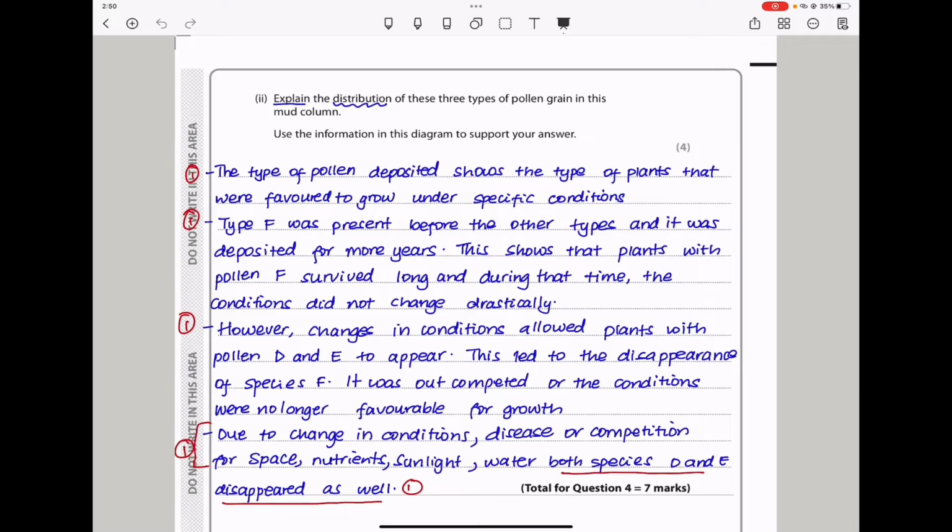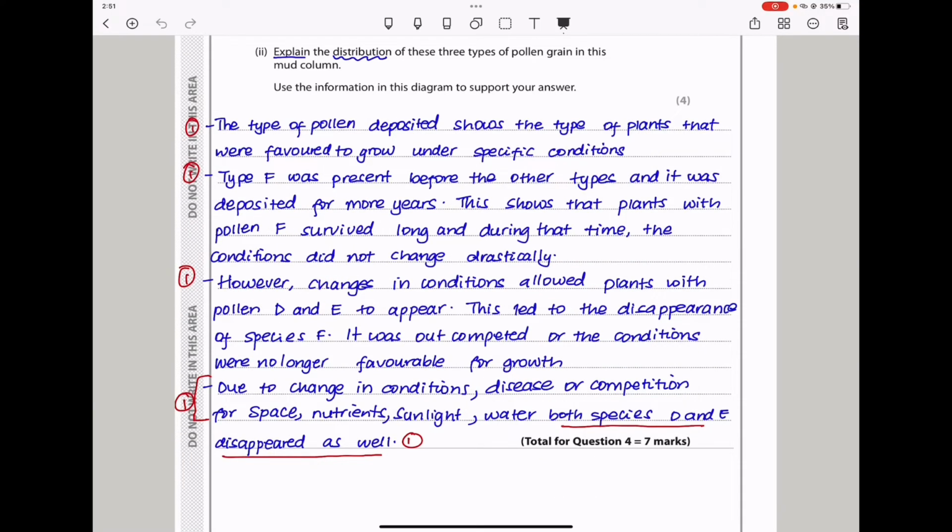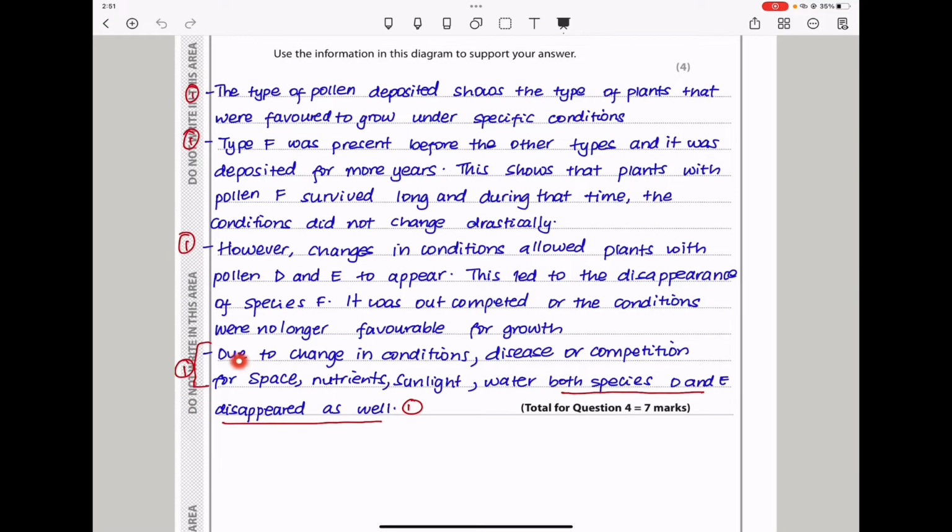This shows that plants with pollen F survived long, and during the time, the conditions did not change drastically. However, changes in conditions allowed plants with pollen D and E to appear. This led to the disappearance of species F. It was outcompeted, or the conditions were no longer favorable for its growth. Due to change in conditions, disease or competition for space, it could be competition for nutrients, sunlight and water, both species D and E disappeared as well. So this brings us to the end of question 4. Let's continue to question 5.